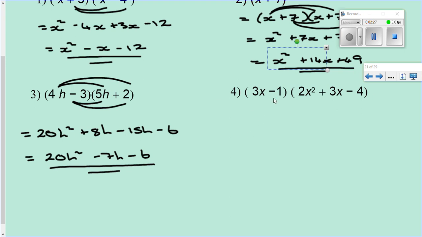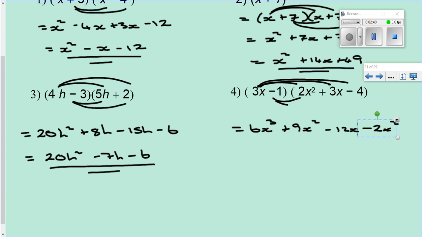And then our last one, our double by triple bracket, we're going to have 3x times 2x squared, so we'll have 6x cubed. 3x times 3x will actually give us 9, and then x squared, remember that x times x, and then 3x times minus 4 is minus 12x. Minus 1 times 2x squared is minus 2x squared. Minus 1 times 3x is minus 3x. Minus 1 times minus 4 is plus 4.